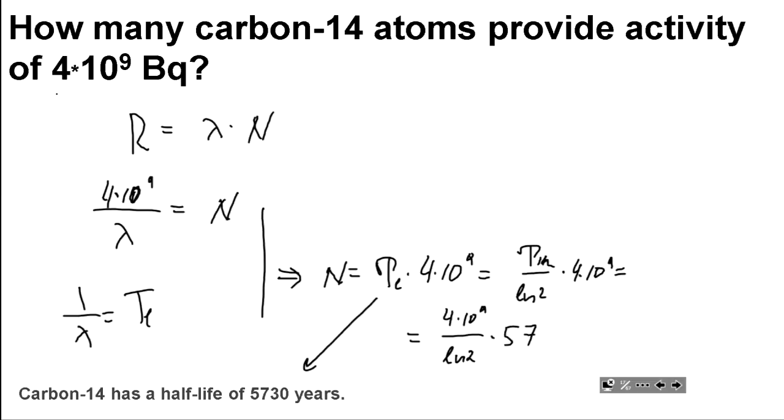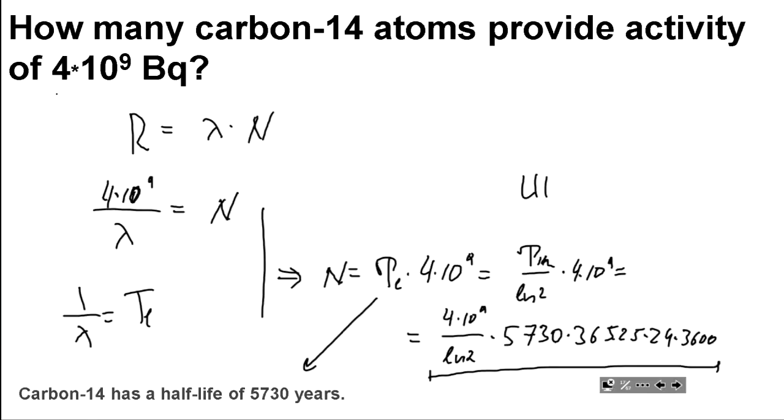But half-life is in years, so we cannot use mismatched units, so we have to convert years into seconds. 1 year is about 365.25 days, or you can Google, of course. 1 day is equal to 24 hours. 1 hour is equal to 3,600 seconds. And that's going to be the answer. So, units.